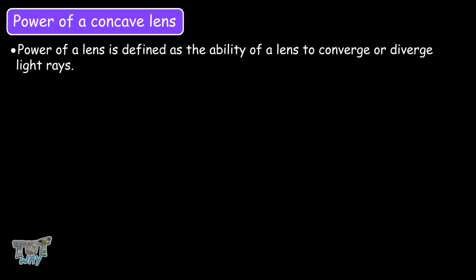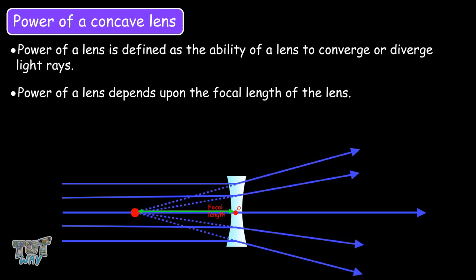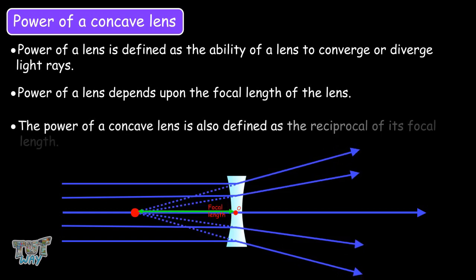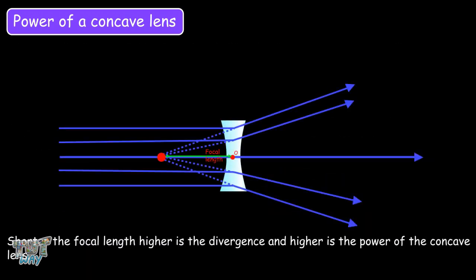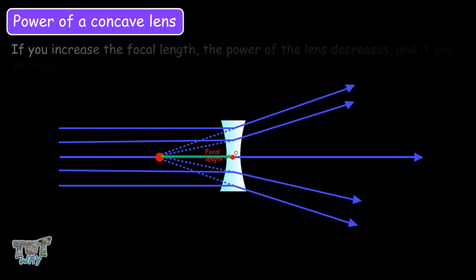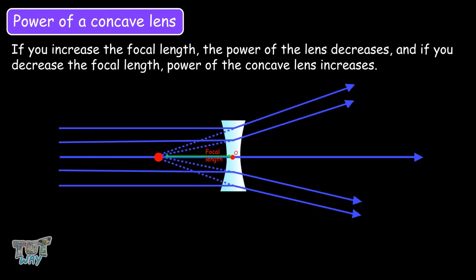And the power of a lens depends upon the focal length of the lens. It is the reciprocal of its focal length. As the focal length becomes shorter, the divergence and power of the lens becomes greater. In other words, if you increase the focal length, the power of the lens decreases. And if you decrease the focal length, the power of the concave lens increases. So, it is the reciprocal of the focal length.